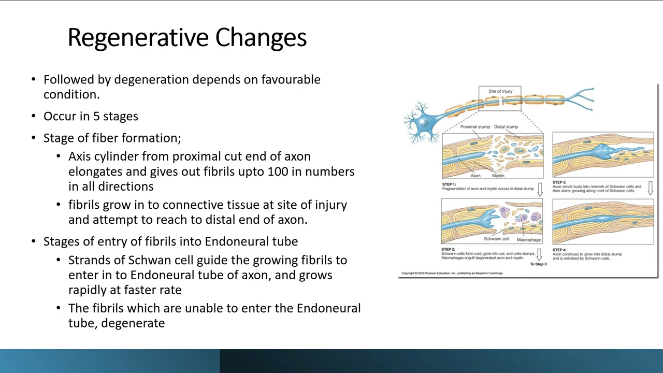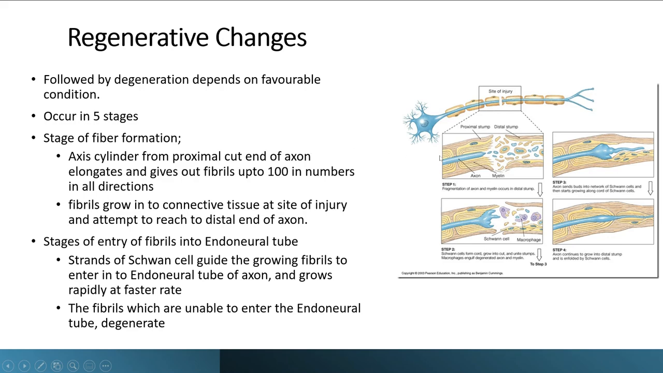Regenerative changes. Now come to the changes that occur during the regenerative process. It occurs in 5 stages. Number 1, the stage of fiber formation. First of all, there is the axis cylinder that was damaged, remember, in the degeneration. The axis cylinder from the proximal cut of the axon elongates and gives out fibrils, up to 100 in number, in all directions. The fibrils grow into the connective tissue at the site of injury and attempt to reach the distal end of the axon.